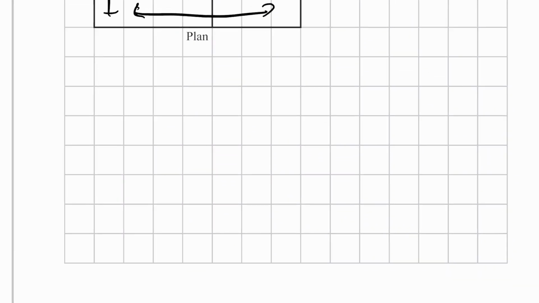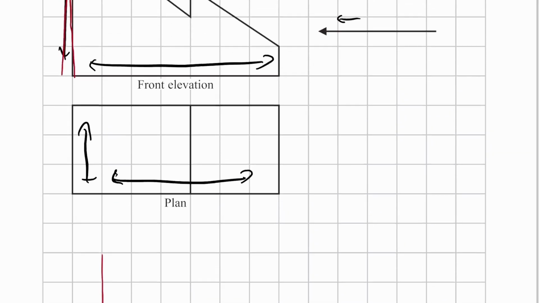You'd see an object which is 5 high. 1, 2, 3, 4, 5. Your elevation would be 5 high. Now, how wide is it going to be? This is where you need to use the plan.